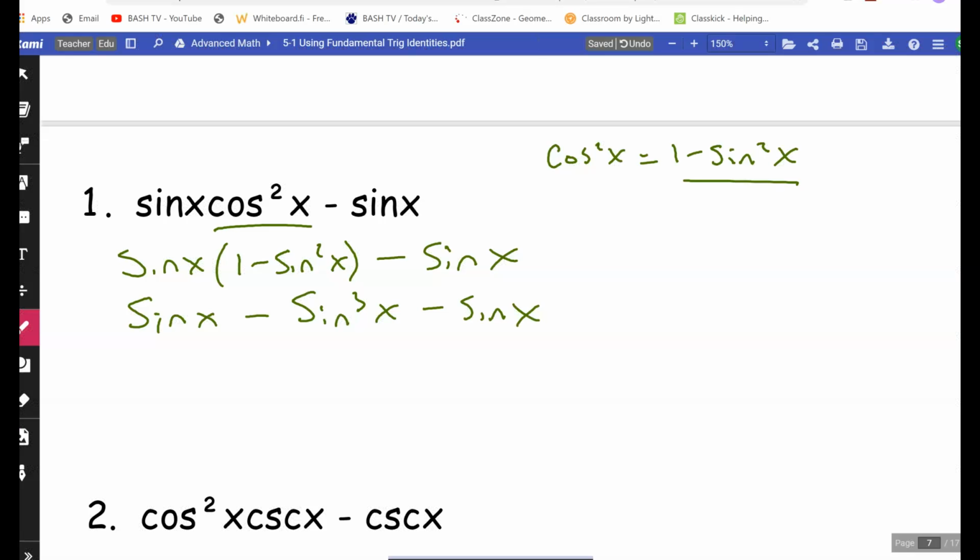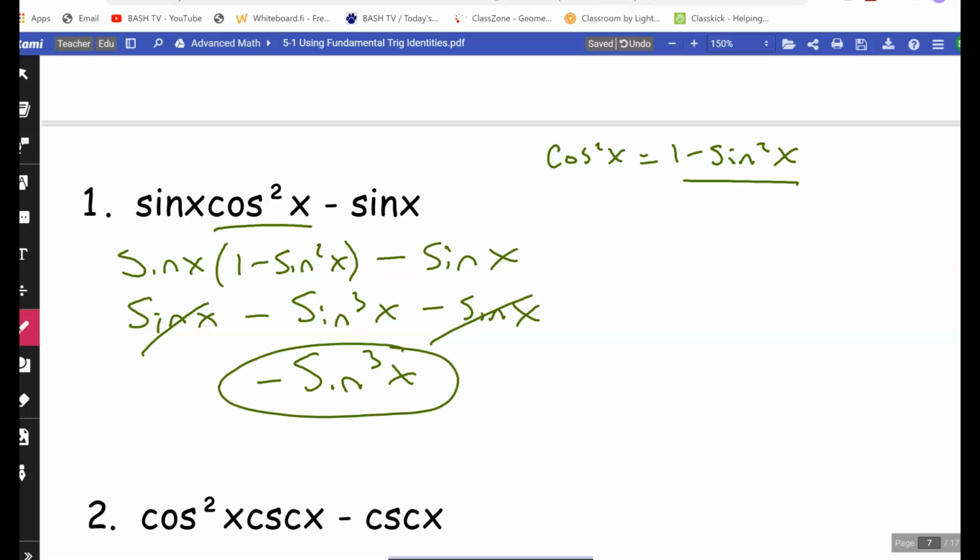Now, let's think algebraically what's going to happen. Well, the sines are going to cancel, and I'm going to have negative sine cubed. And that's my answer. We have simplified. The purpose of this is we've taken this expression and simplified it to that. It's out of context, but there's a reason. In solving equations, it's going to be much easier to solve this than it would be to solve that. Okay, so that's the idea.